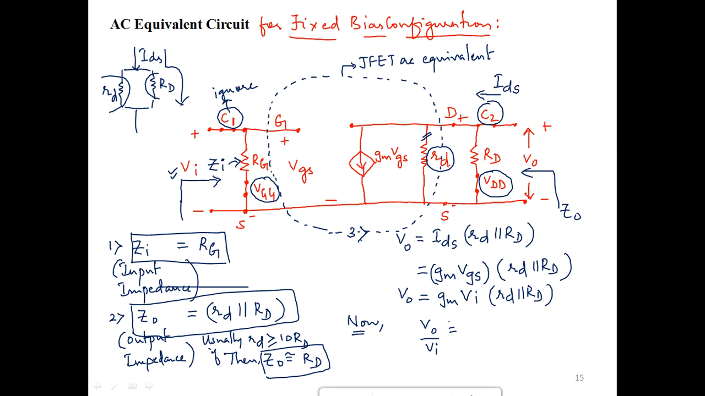Okay, now if I take the ratio of V0 upon Vi, what does output voltage upon input voltage give me? It gives me the gain, and since it is a ratio of voltages, it is voltage gain, AV. So the voltage gain AV equals V0 upon Vi, which is nothing but Gm multiplied by Rd parallel with capital RD. Okay, so again, now if Rd is much greater, or at least 10 times of Rd, then I can simplify the voltage gain to be almost equal to Gm multiplied by capital RD.